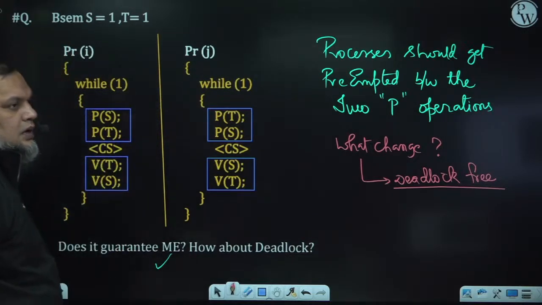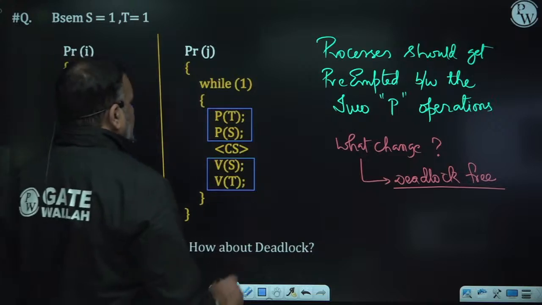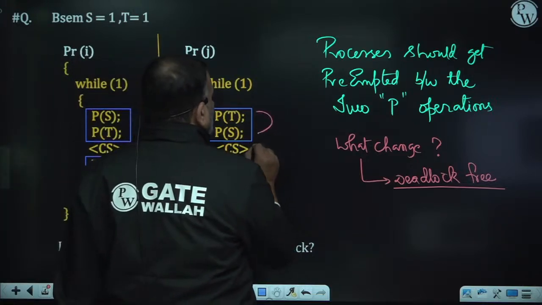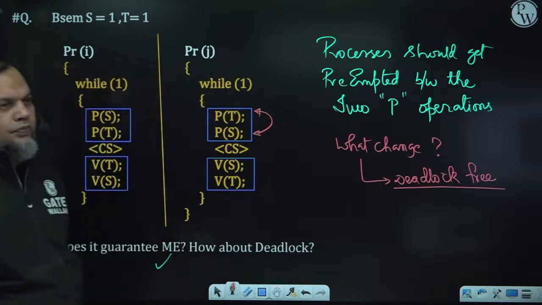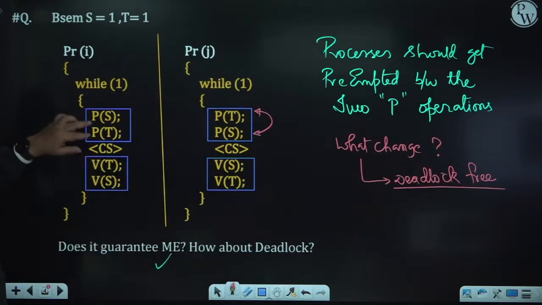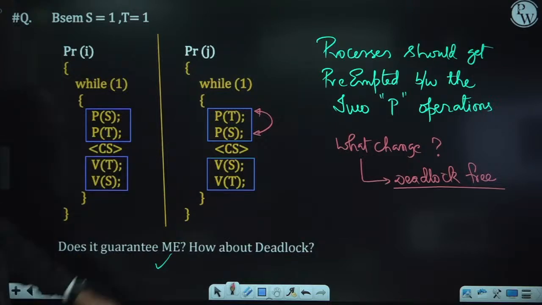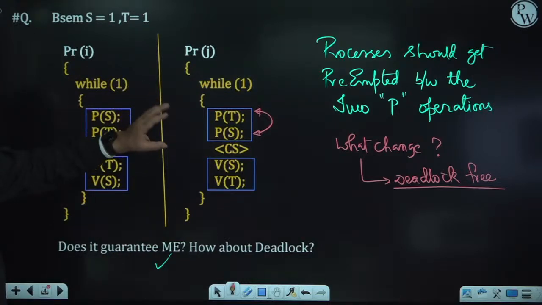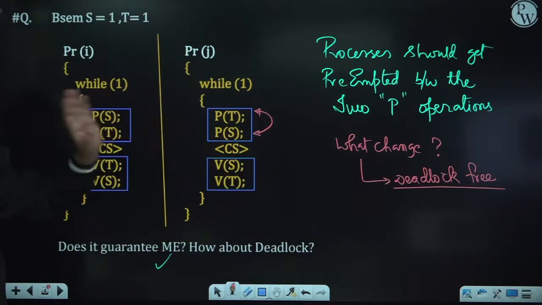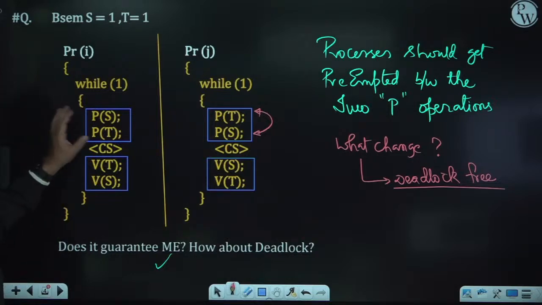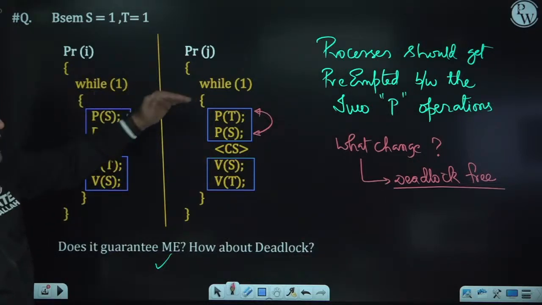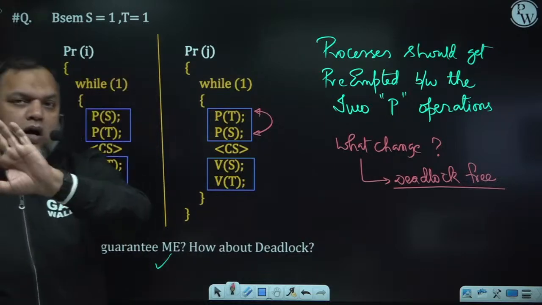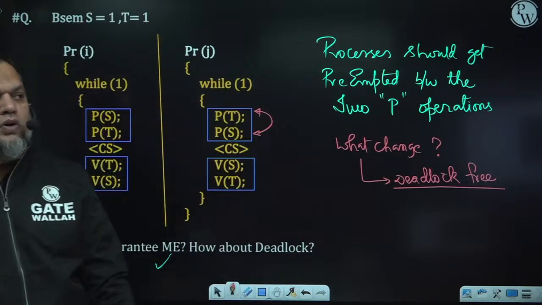कैसे करोगे? Very simple. The down operation should be performed in the same order. मतलब ये दो statements, for example, here you have to interchange. Right now they are performing in reverse order. Down on S, down on T, down on T, down on S. अगर दोनों processes में आपने down operations का order same maintain किया, if both the processes are performing down operation in the same order, down on S, down on T, down on S, down on T, तब deadlock कभी भी नहीं होगा. चेक कर सकते हो आप.